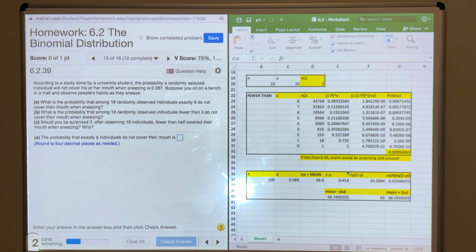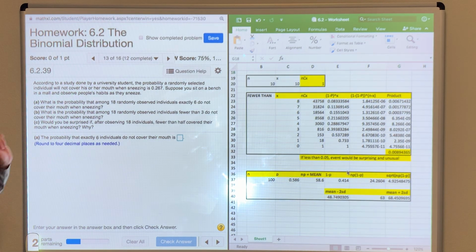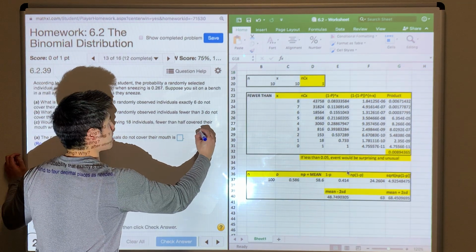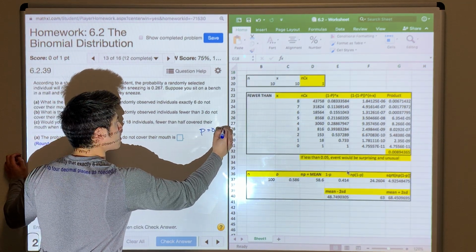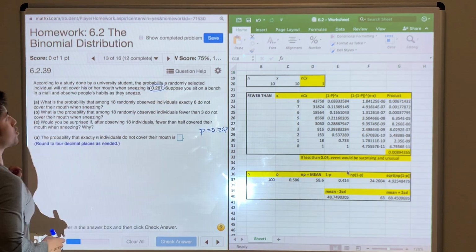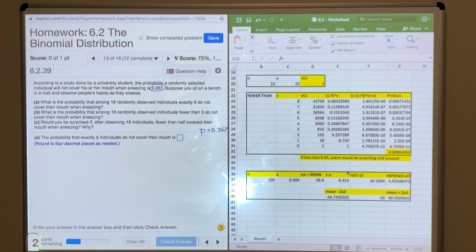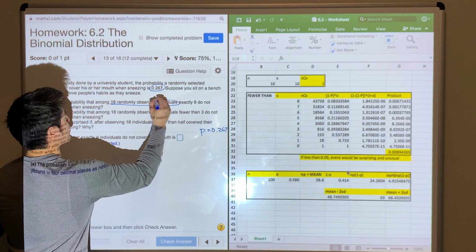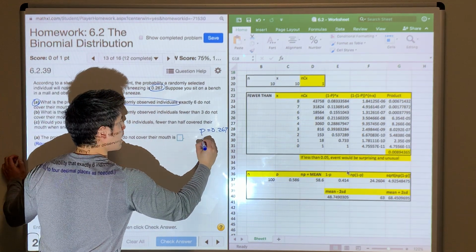According to a study done by a university student, the probability that a randomly selected individual will not cover his or her mouth when sneezing is 0.267. That's important because that is our P. Note it. Suppose you sit on a bench in a mall and observe people's habits as they sneeze. Here we go, part A. What is the probability that among 18 randomly observed individuals? Oh, stop right there. 18 individuals. That is your N.